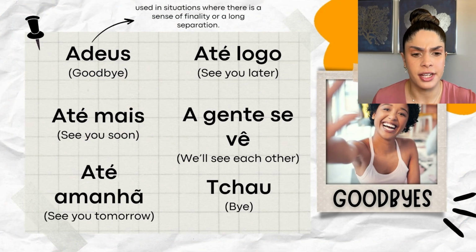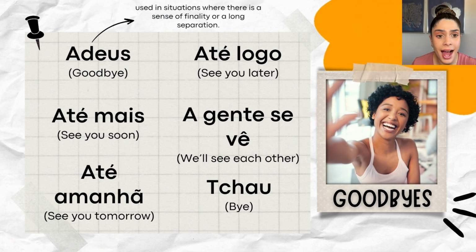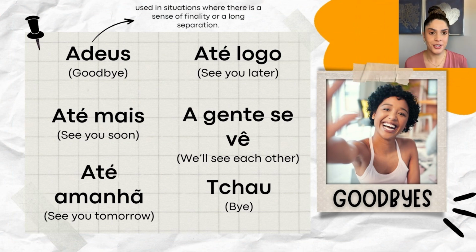Well, now let's learn how to say goodbye. Ways to say goodbye in Portuguese. Repeat after me. Adeus. Adeus. In Rio de Janeiro, you're also gonna hear adeus, for example, okay? But adeus, you have to be careful, is used in situations where there is a sense of finality or a long separation, okay? Then you're not gonna use that very often, I hope so.